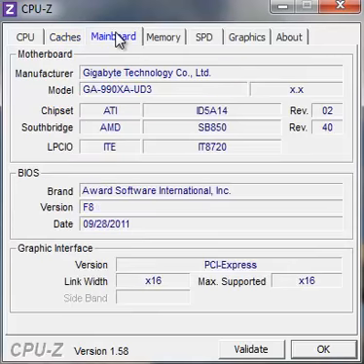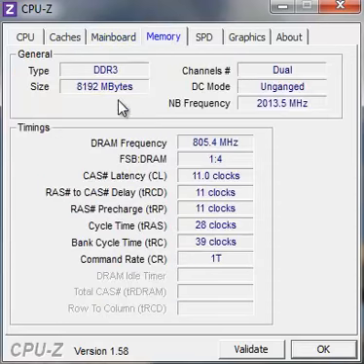The main board in this system is a Gigabyte. It has the 990 chipset on it, which is a pretty good chipset. Relatively recent, last couple of years. Memory, this one has DDR3. You can see 8 gigs. The motherboard frequency on this one is 2000. And the DRAM frequency is a bit lower.